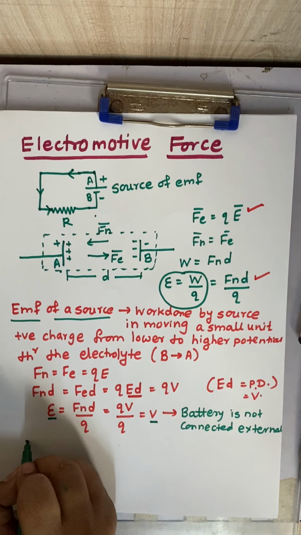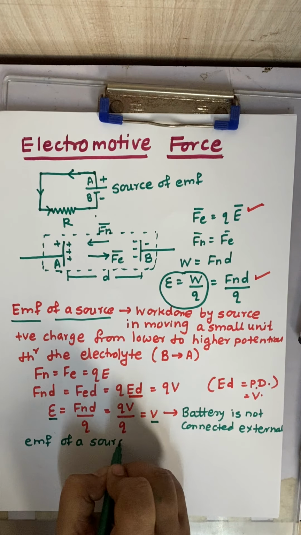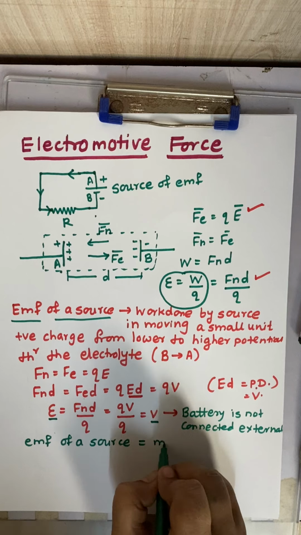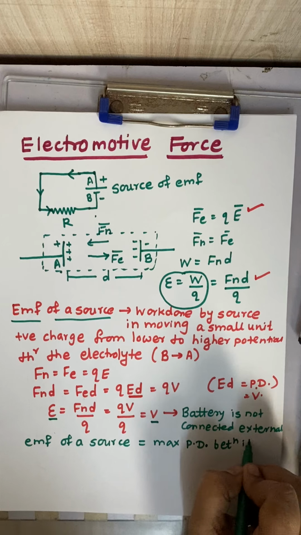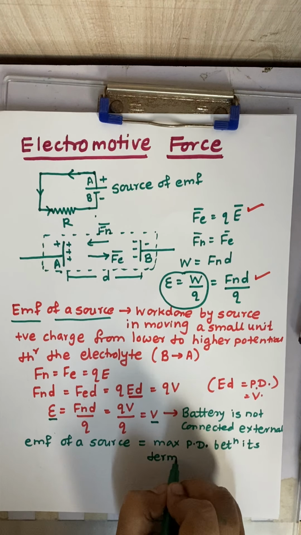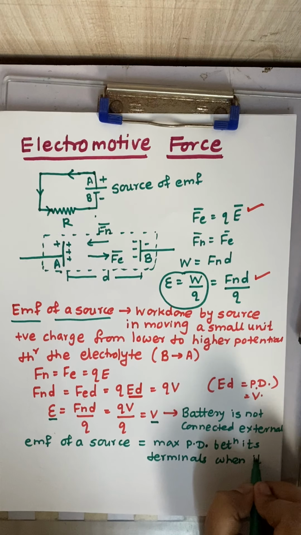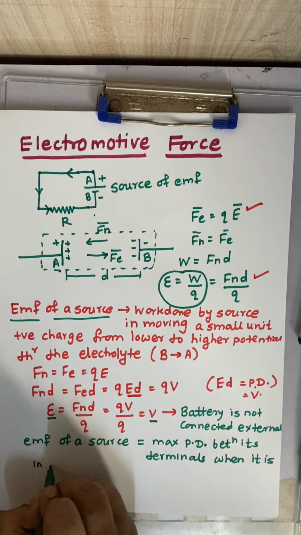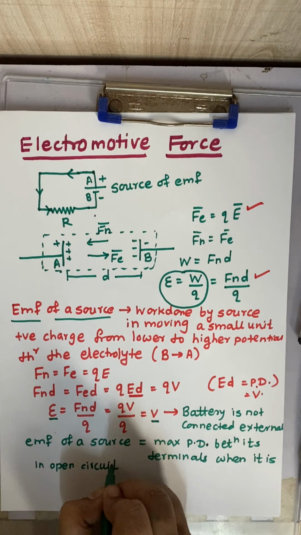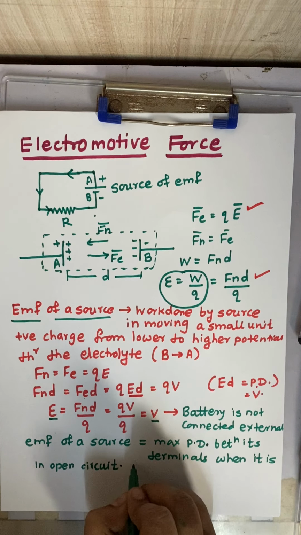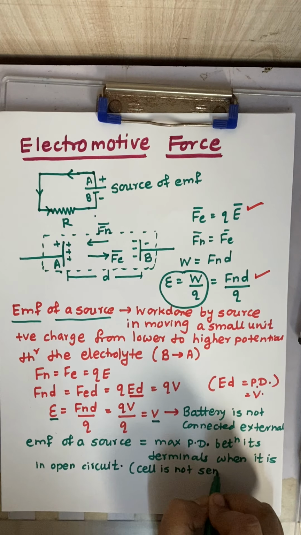So EMF of a source is equal to the maximum potential difference between its terminals when it is in open circuit. Open circuit means it is not connected externally, or the cell is not sending current.